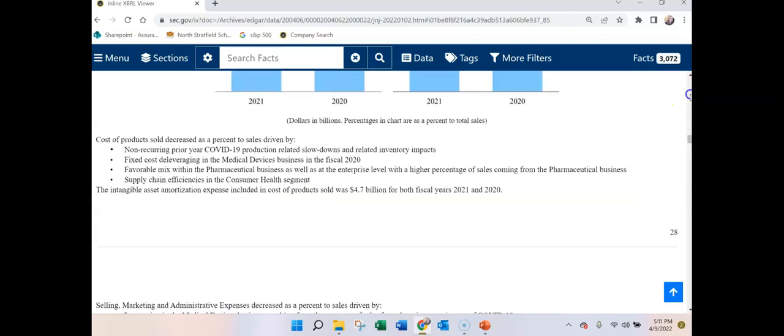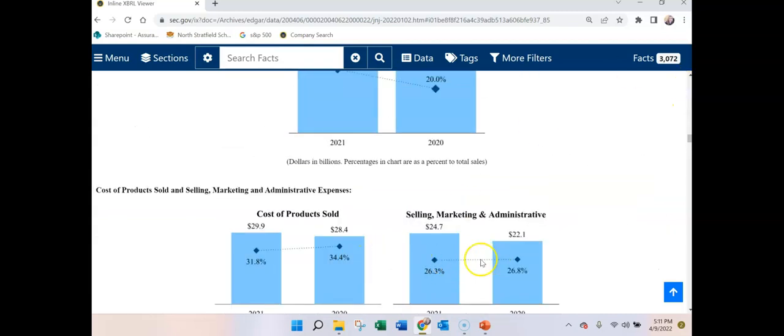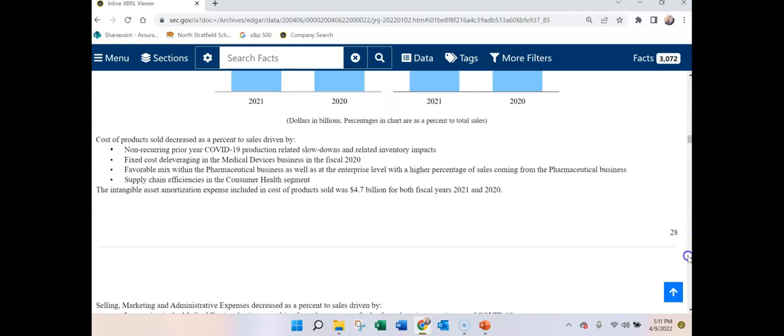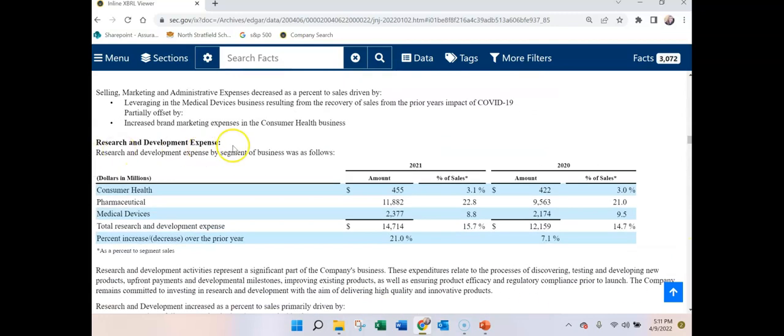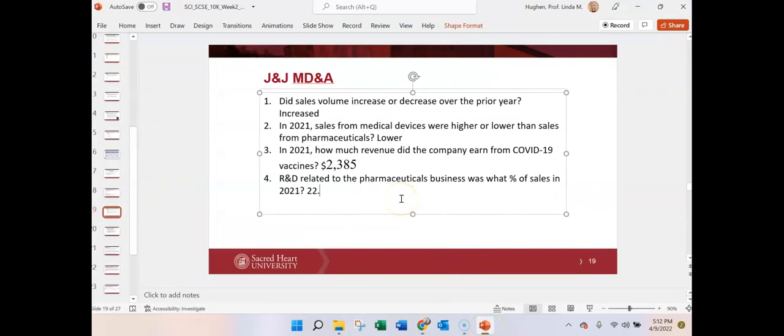Okay, so up here I saw cost of goods sold and SG&A or operating expenses. And then right below that, I see research and development expense, which is part of SG&A, but it is stripped out and highlighted here. R&D related to the pharmaceuticals business, here we have the pharmaceutical business, was what percentage of sales in 2021? 22.8%. We see that's up over the prior year, so it's a way to tell the investors, look how much we're putting into developing new pharmaceuticals. So our answer is 22.8%.